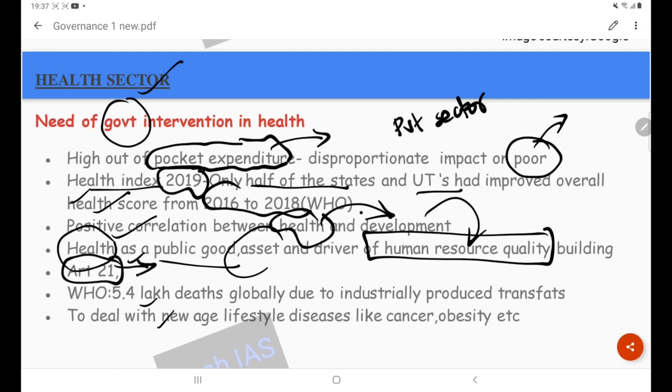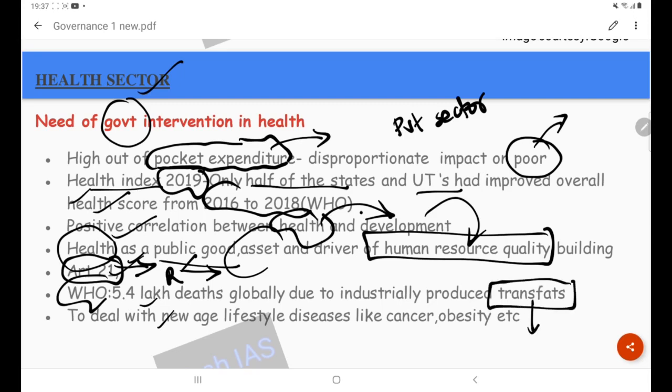Article 21, you can use the different interpretations of Article 21 in many answers. It is the right to life and personal liberty. It has been interpreted in various ways by the Supreme Court. Here, the right to health is also an interpretation of Article 21. Since we are dealing with the governance paper, you can quote articles also. So this becomes important.